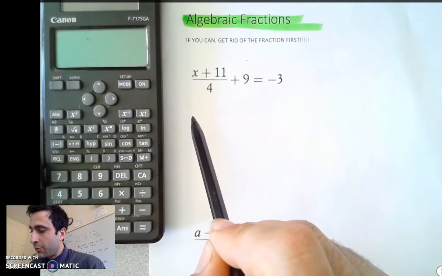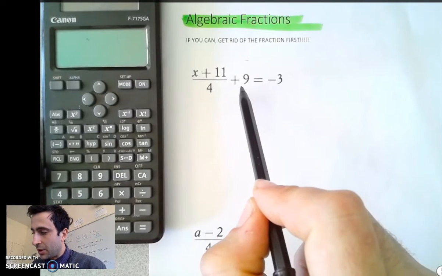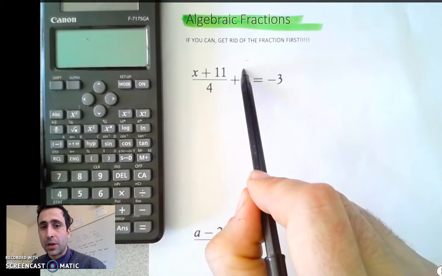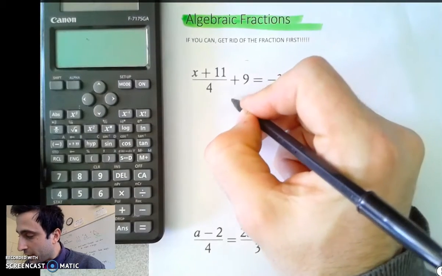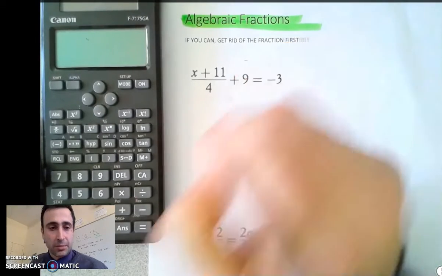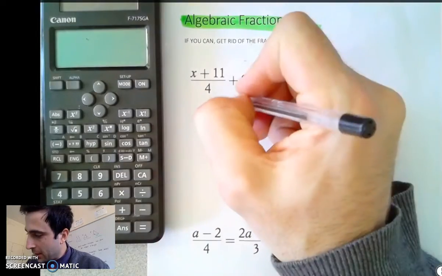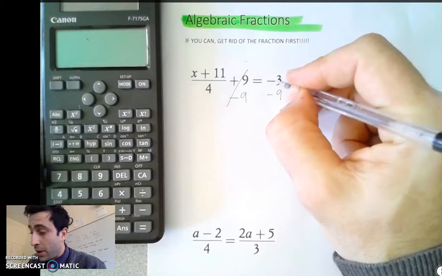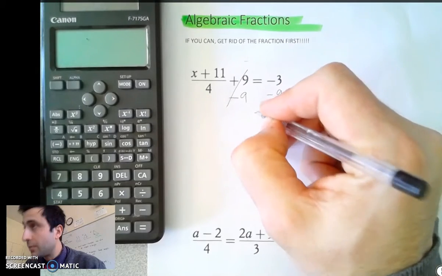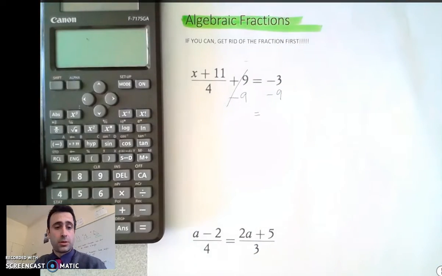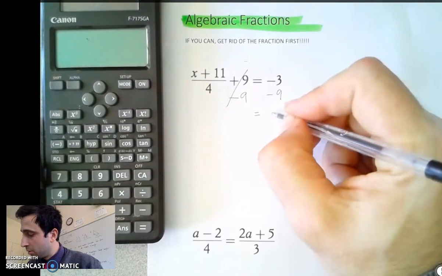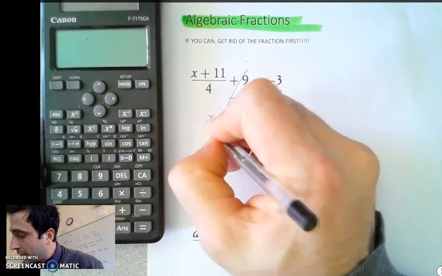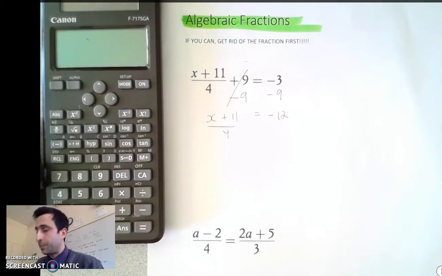But for example, in this question here, you can't get rid of that fraction until you deal with the 9 that's attached. And so the first step here would be to subtract 9. And we're back. So subtract 9 from both sides. They cancel out. Minus 3 minus another 9 equals minus 12. And so we end up with x plus 11 over 4 equals negative 12.